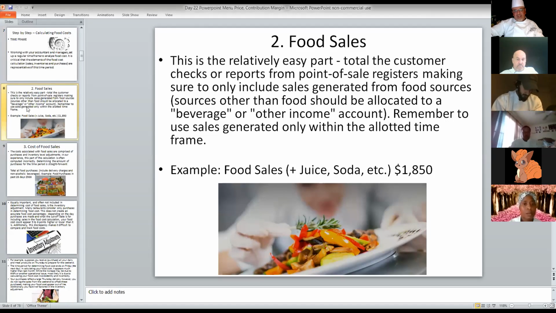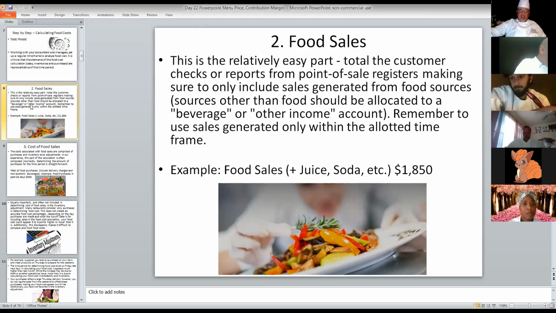Two, food sales. This is a relatively easy part. Total the customer checks or reports on the POS systems, making sure to only include sales generated from food sources. Anything other than food should be allocated to beverages or the income account. Remember, use the sales generated within only the allotted time frame. Example, food sales includes plus soda and juices, etc.